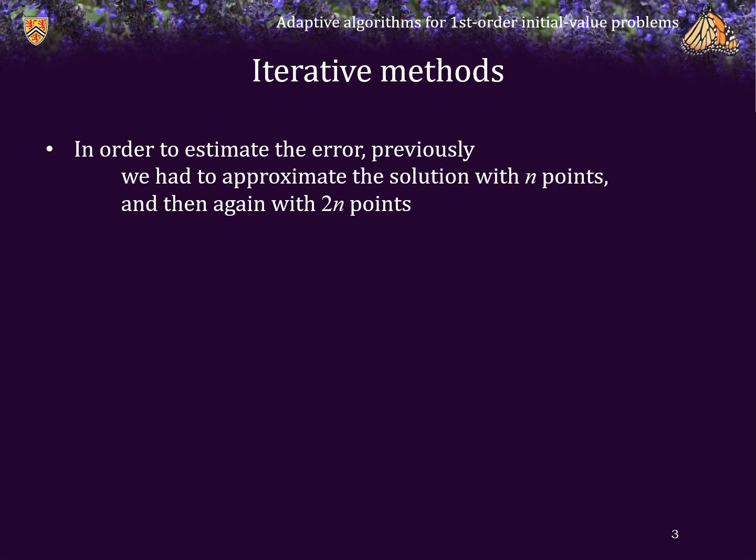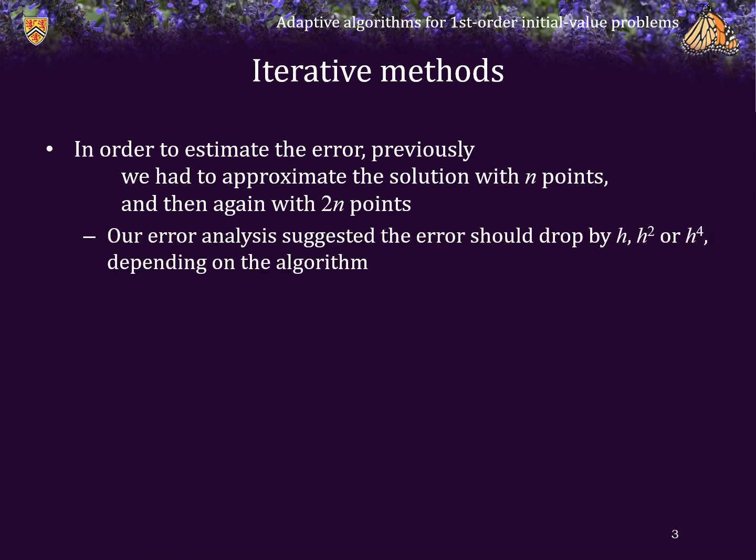All right, we started by introducing Euler's, Heun's, and the fourth-order Runge-Kutta methods. We then determined the error of each, and we then introduced an iterative technique that allows us to estimate the error of these algorithms and to determine whether or not we have sufficiently many points. So what we had to do is approximate the solution with n endpoints, and then approximate the same solution with 2n endpoints, and then possibly with 4n, 8n, etc.